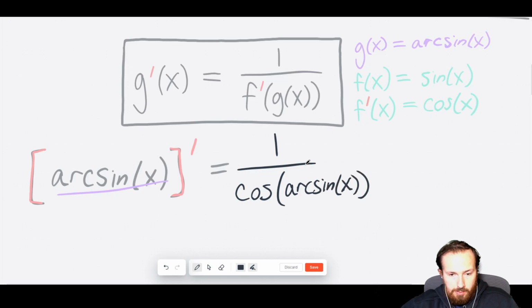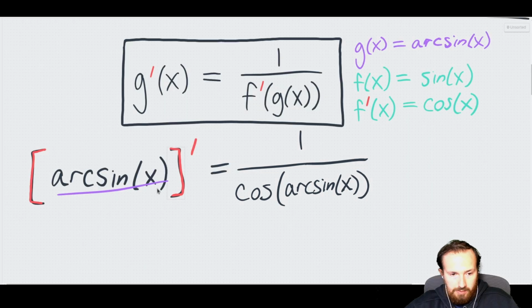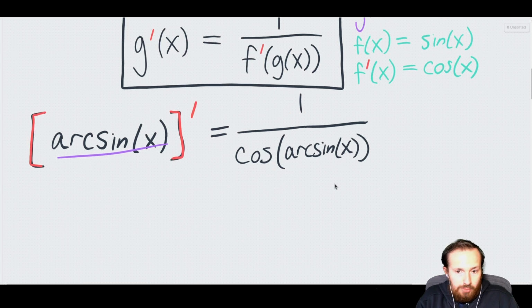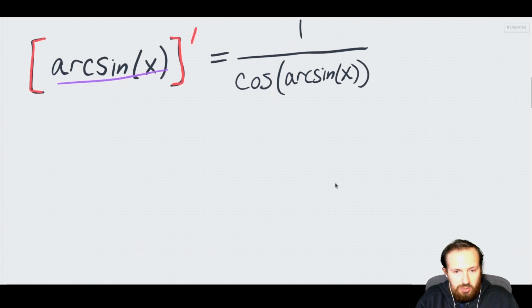So there you go. This is the derivative of arc sine of x, 1 over cosine of arc sine of x. Now, this is usually not the formula that we leave it in. Even though this is completely true, we generally try to simplify it. The question is, how do we simplify it?